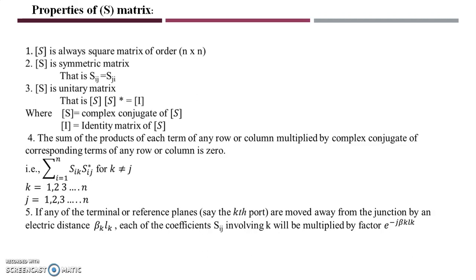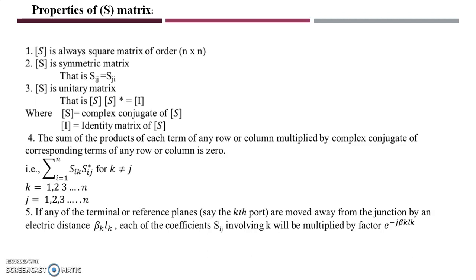The first property is that the scattering matrix is always a square matrix of the order n by n. If there are 3 ports, this matrix will be 3 by 3; 4 ports, it will be a 4 by 4 matrix, and so on. So it is always a square matrix. The second property is that it is always a symmetric matrix, that is Sij is equal to Sji. That is called a symmetric matrix.